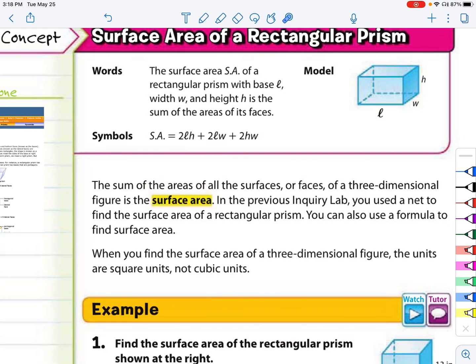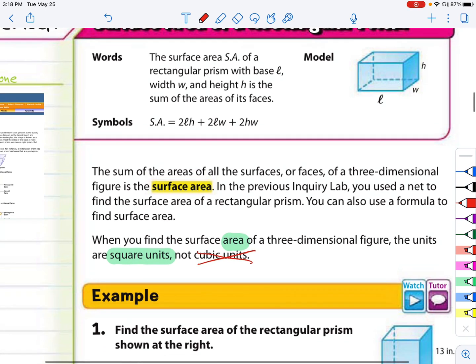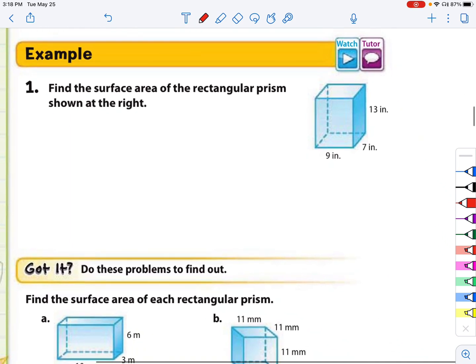Then what you need to remember when you find the surface area of a 3-dimensional figure is that the units are square units, not cubic units. Remember, we are going back to area. An area is always in square units, and it is not in cubic units. Remember that. So let's take a look at example number 1 and let's see how to find the surface area of this rectangular prism.